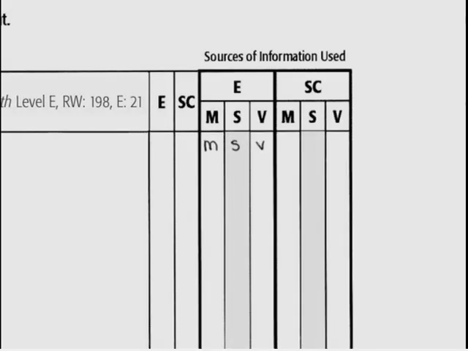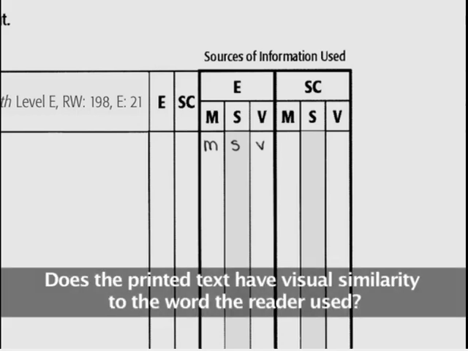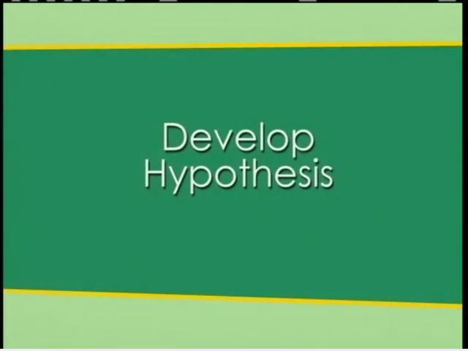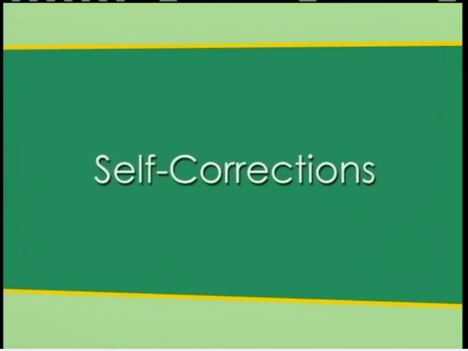When you consider if the reader used visual information when making the error, ask this question. Does the printed text have visual similarity to the word the reader used as he read? It's important to look not only at the beginning of the word, but also at the interior and end of the word. If so, circle the V in the V column of the error section. Your goal is to develop a hypothesis about what led the reader to read one word for another. What might have made the reader say what he said?